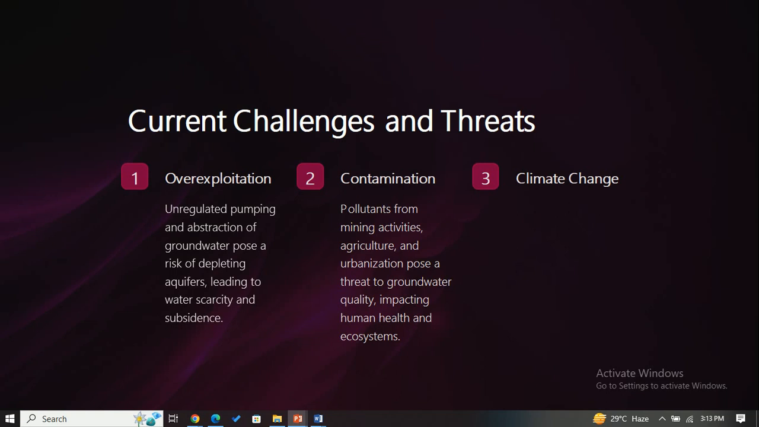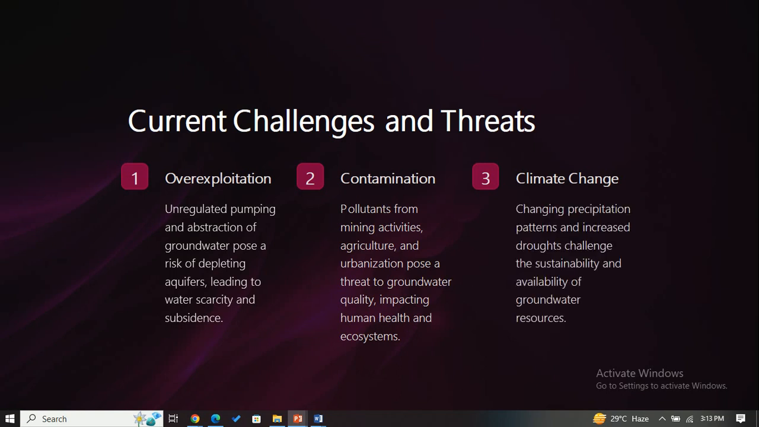It's a major problem in this region. Pollutants from mining activities, because in Guinea, West Africa, lots of mining projects are running, and due to this, pollutants from mining activities, agriculture, and urbanization pose a threat to groundwater quality, impacting human health and ecosystem. And the third challenge is climate change, changing precipitation patterns and increasing drought, which affect the sustainability and availability of groundwater resources. And we will see how the climate is changing day by day.